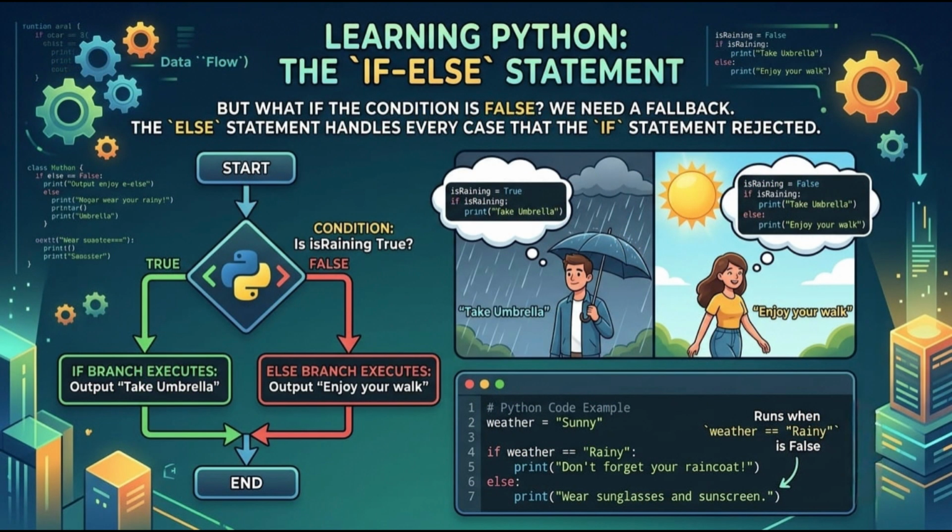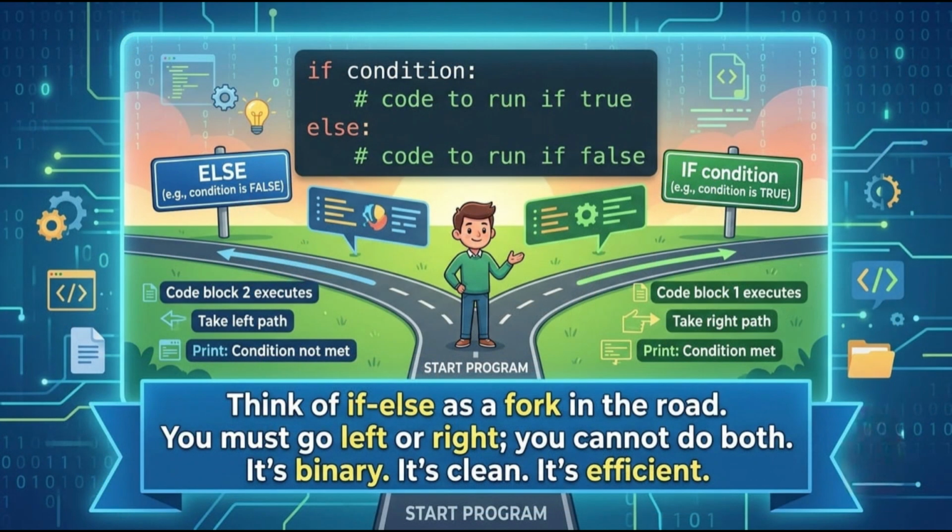But what if the condition is false? We need a fallback. The else statement handles every case that the if statement rejected. Think of if else as a fork in the road. You must go left or right, you cannot do both. It's binary. It's clean. It's efficient.